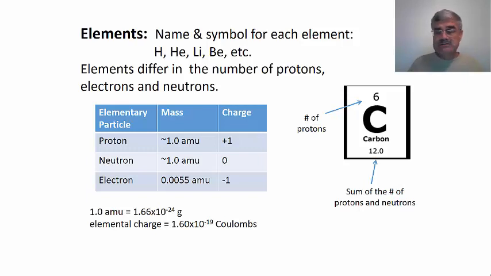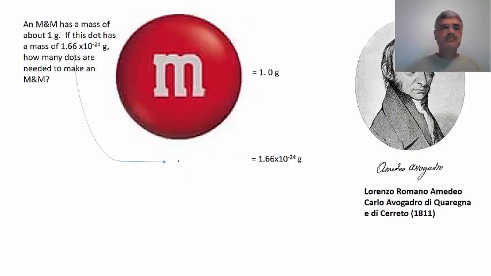Similarly with charge. Our concept of charge is probably not as well formed as our concept of mass, but the elemental charge can be expressed in terms of coulombs, coulombs being a measure of electrical charge, and the elementary electrical charge is 1.60 times 10 to the minus 19th coulombs, also a very, very small number. Now, to help you wrap your mind around these numbers and what they mean, why some are relative and some are sort of absolute numbers.